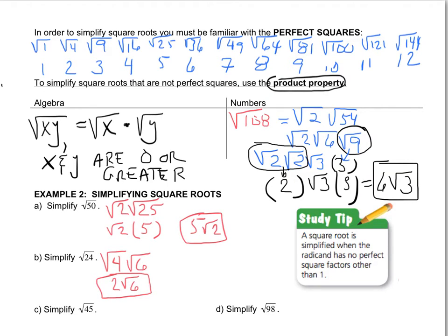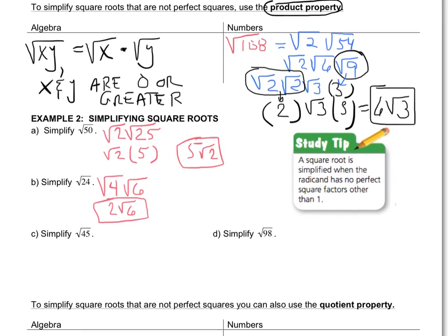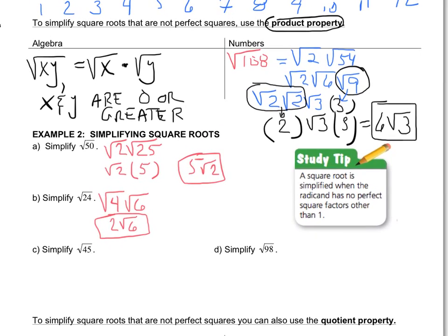So the more you practice this, you'll start to figure out how this is going to be easiest for you. Square root of 45. Well, again, I know my perfect squares, so I know the square root of 9 times the square root of 5 will give me the square root of 45. When I take the square root of 9, I get 3. Square root of 5, can't go any further with that.